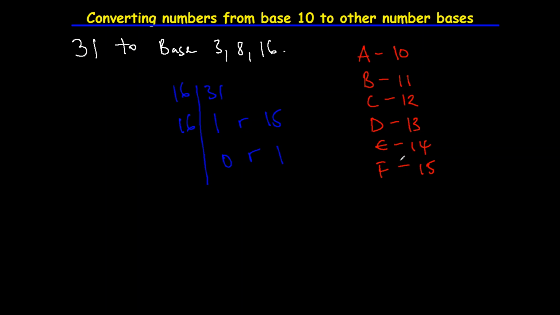So as we can see, the 15 here, we can replace it with the letter F as we see on our list. So our answer becomes the number 31 is equivalent to 1, and instead of writing 15, we write F instead in base 16. So this is our answer.